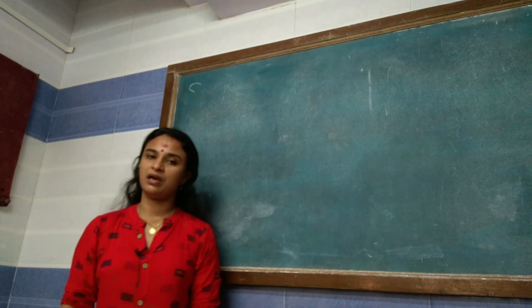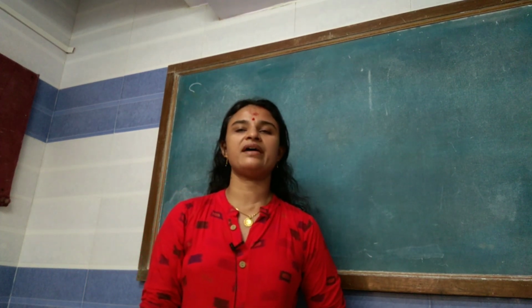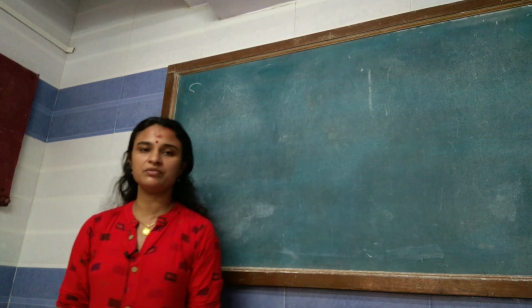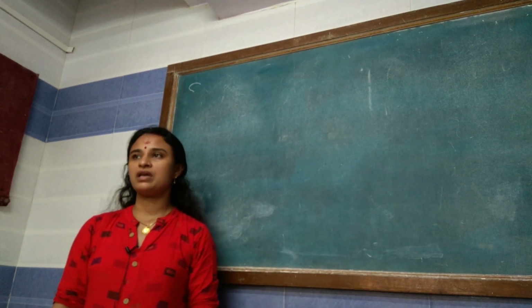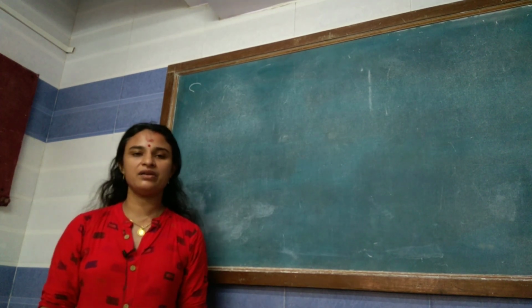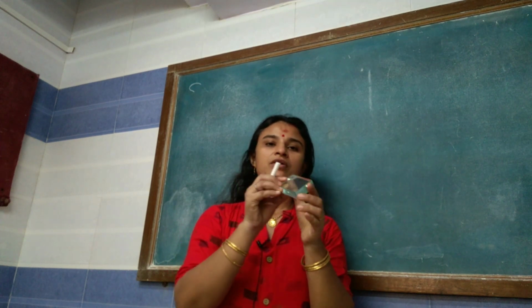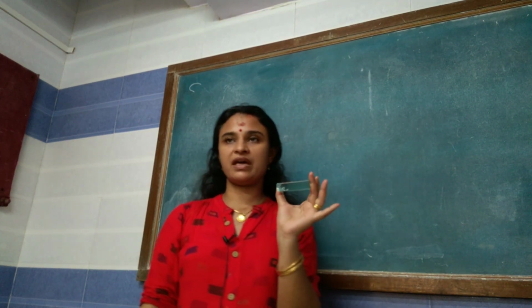Hi everyone. We have done the introduction of refraction and you have learned that refraction is when the light changes its direction when it travels from one medium to another. Now in your textbook there is an activity which is done using a glass slab, and I hope you might have seen a glass slab. This is the glass slab. Using this you have to do the experiment.